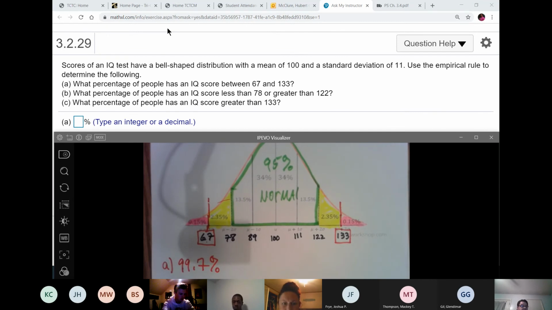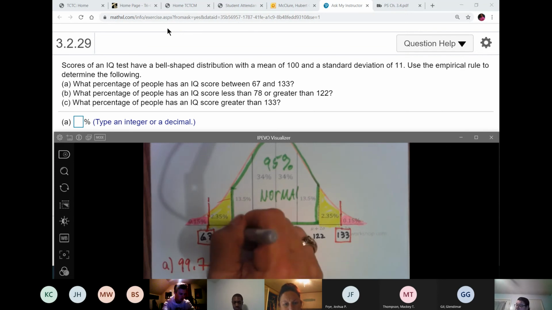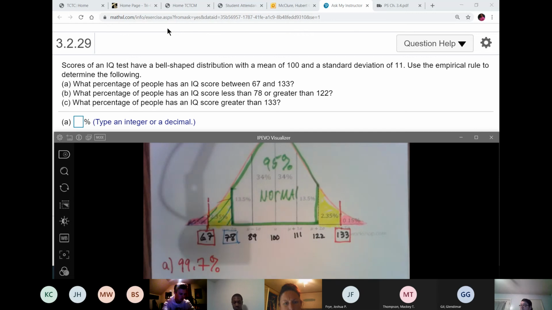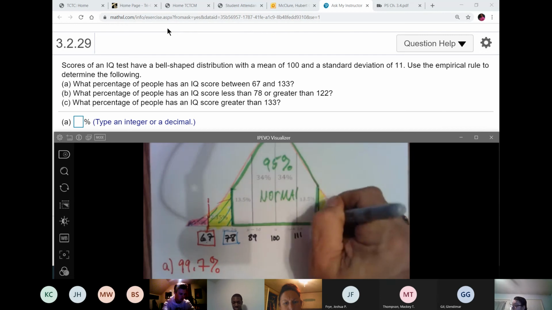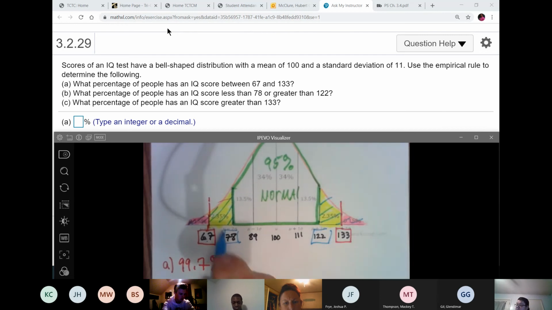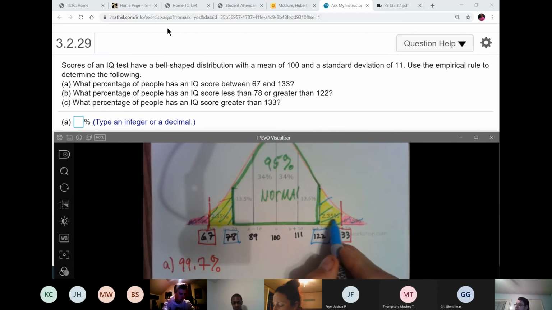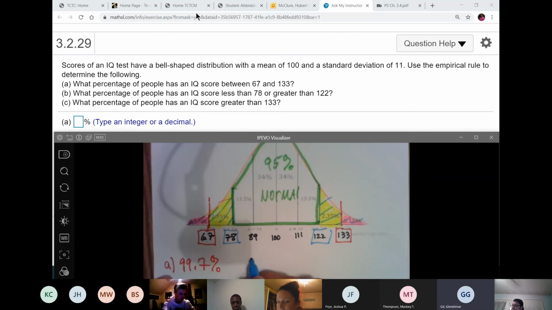And let's do B, and let's do B in this blue. What percentage is less than 78 and more than 122? So you're going to add 0.15, 2.35, 2.35, and 0.15. 5%.